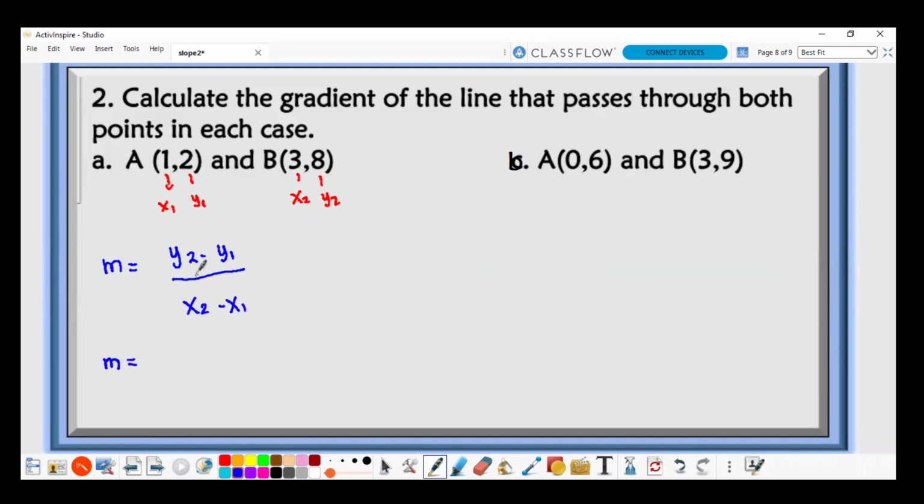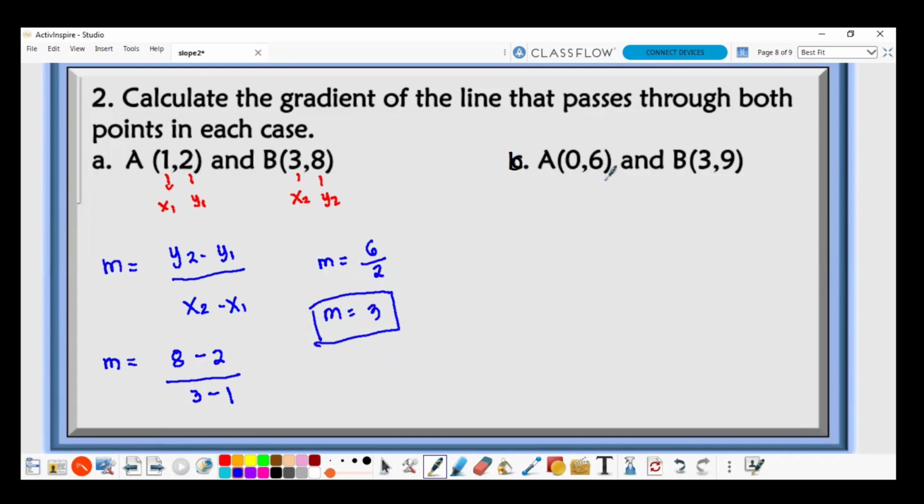So slope is equal to, what is our y2? We have 8 minus our y1, we have 2, over our x2 minus our x1, which is 1. And then simplifying this further, our slope is 8 minus 2 is 6 over 2, or that is equal to 3.